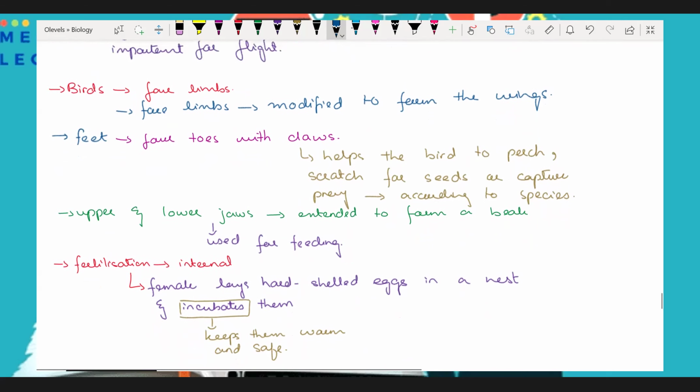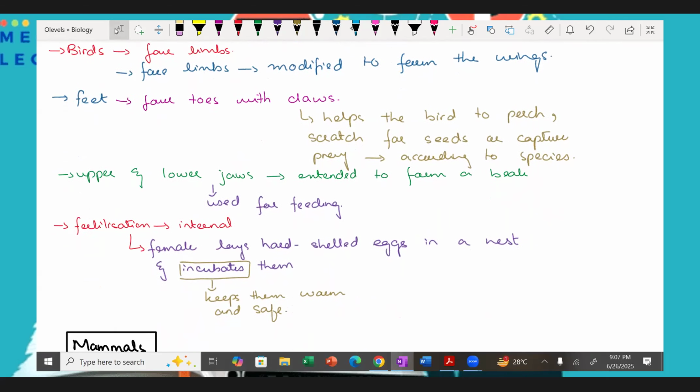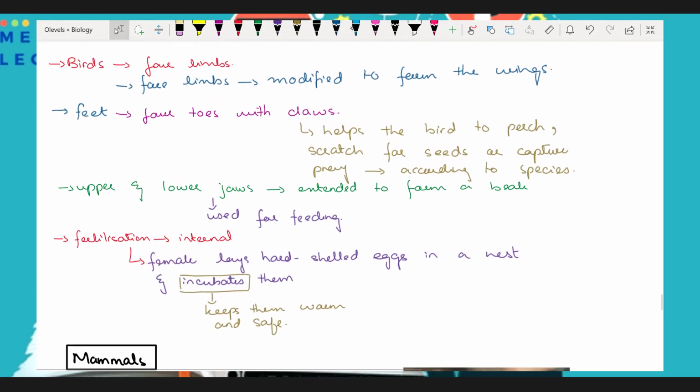So is that section clear to you? Yes. Okay.